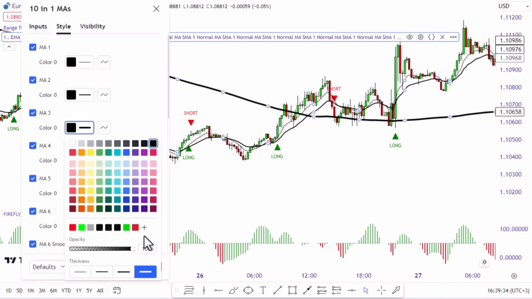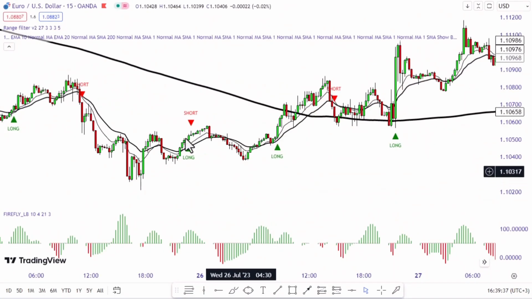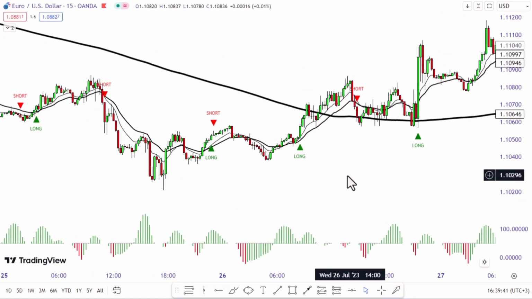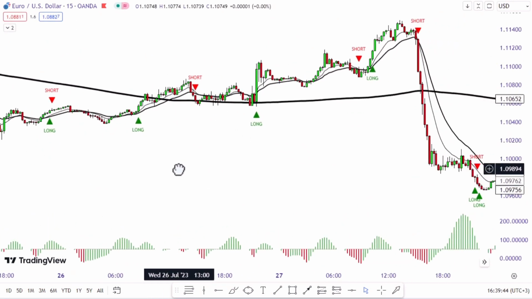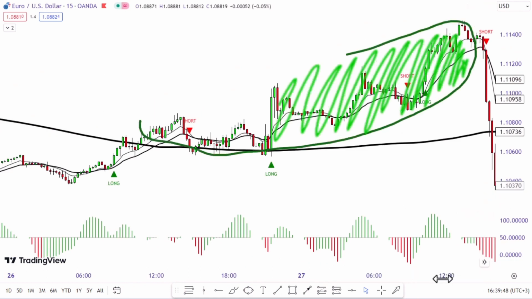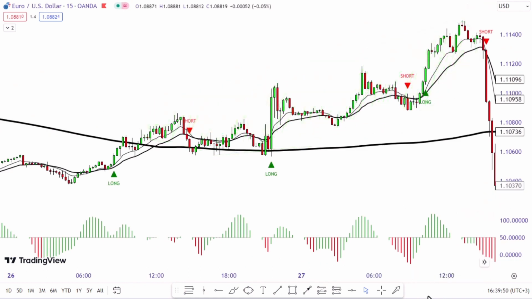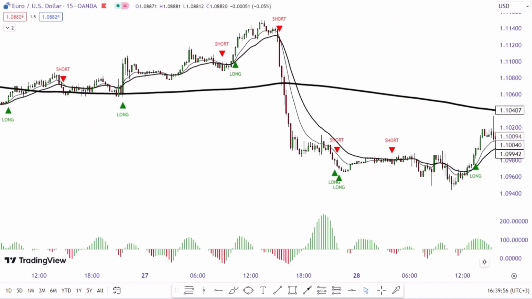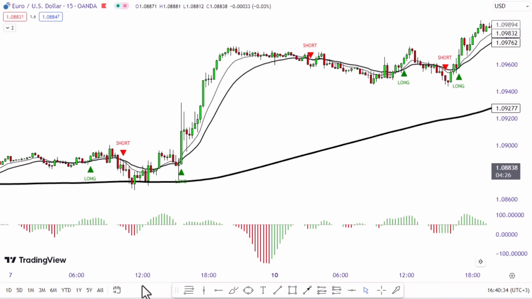Now let's decode the trend. Take note of where the 10 and 20 EMAs are in relation to the 200 SMA. If they're above, it's a bullish sign. If below, it's bearish. And if the 10 and 20 EMAs are just hanging out flat, it's a no trade zone. So here's the playbook for success on the long side.